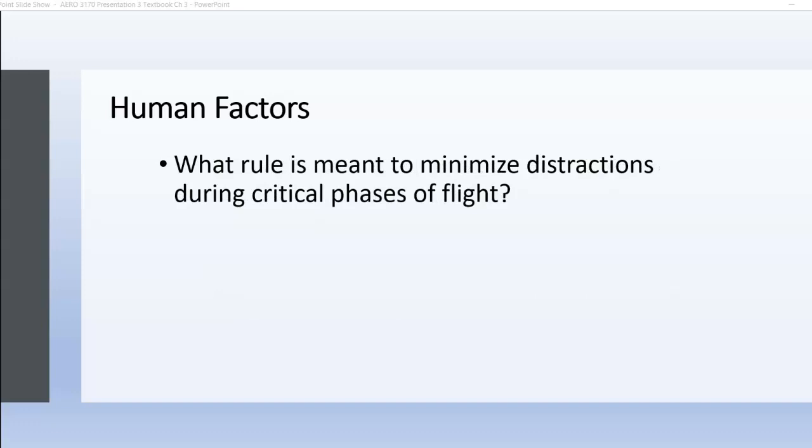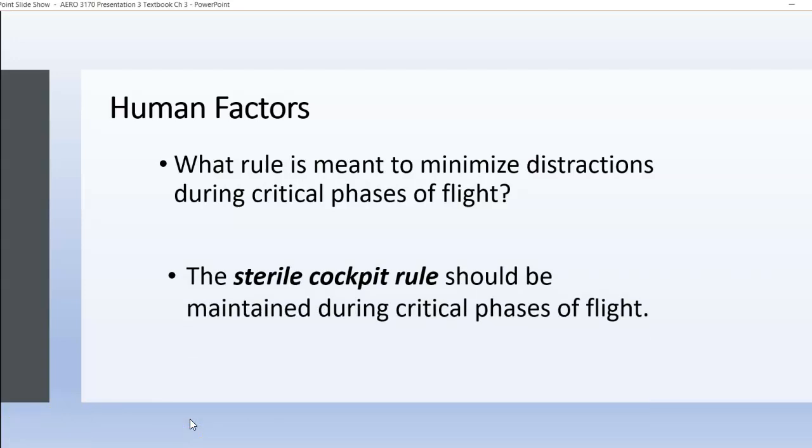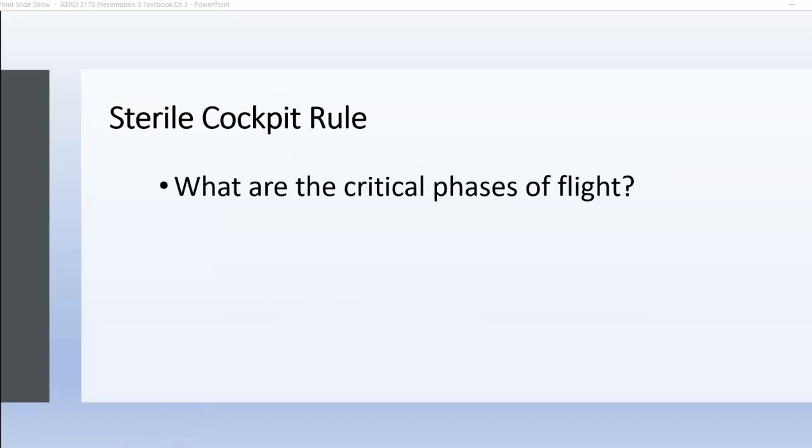Now, one problem that can lead to human error and aviation accidents are distractions. What rule is meant to minimize distractions during critical phases of flight? That rule is known as the sterile cockpit rule. The sterile cockpit rule should be maintained during all critical phases of flight. So what is a critical phase of flight? Taxi is considered a critical phase of flight. Takeoff, approach, and landing are all considered critical phases of flight.